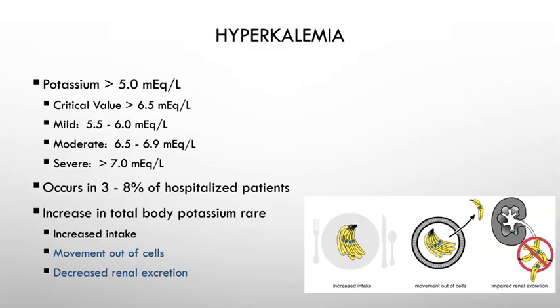Hyperkalemia can occur in about 3 to 8% of hospitalized patients. Again, many of these patients are patients with renal impairment. Increase in total potassium is actually rare. And as discussed with hypokalemia, hyperkalemia can be due to increased intake, movement out of the cell, so redistribution of that intracellular potassium into the extracellular fluid, or, and this is the most common, a decreased renal excretion.